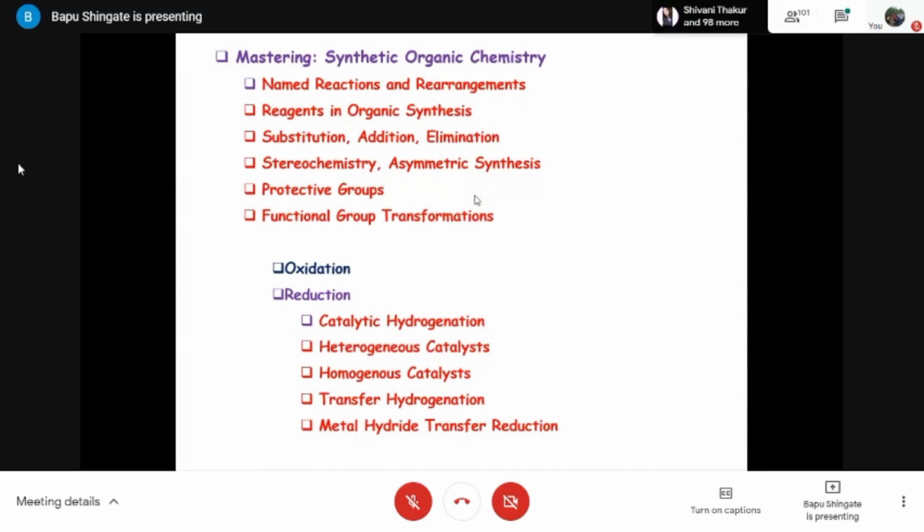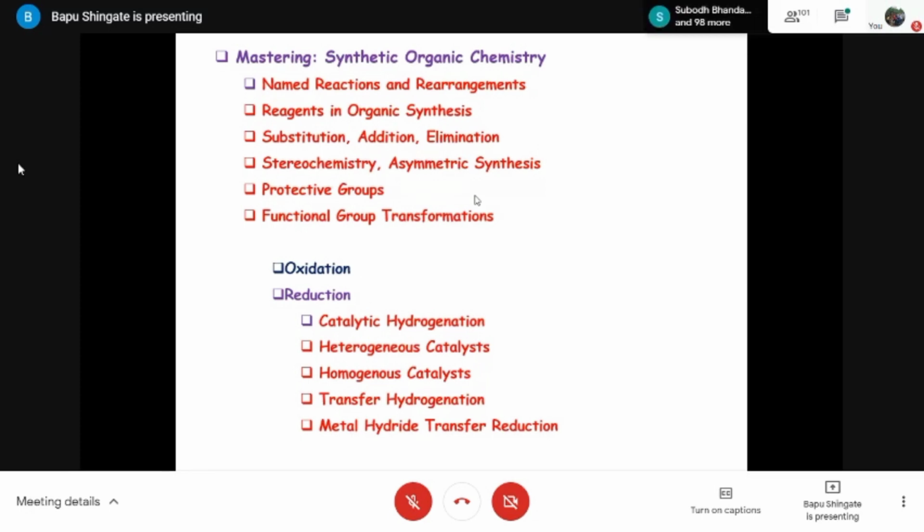Protection and deprotection chemistry is one unit in your post-graduation program and in the NET examination also: protective groups. You should learn protective groups in organic synthesis. There is one famous book written by Greene and Wuts, Protective Groups in Organic Synthesis. That book covers all types of protections for all types of functional groups. At least once you should read a shorter version of that book, for example from the Carey part. They have given how to carry out functional group protection and deprotection chemistry.